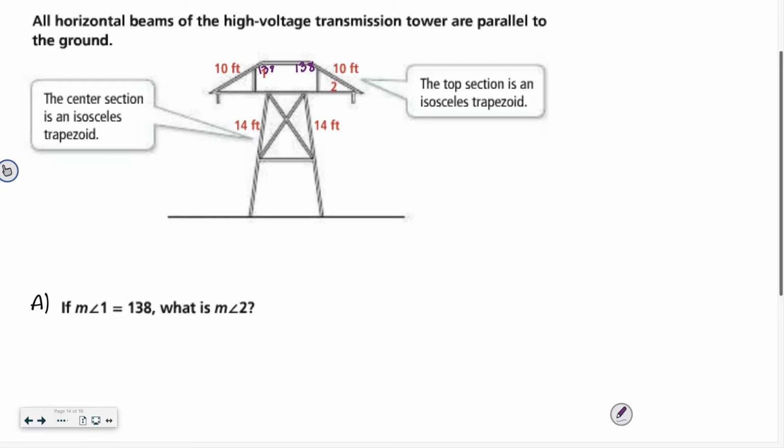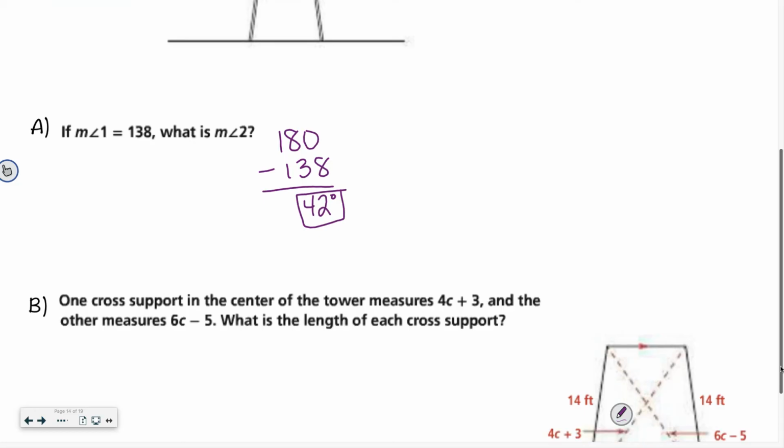So I can either say 138 plus 138 plus x plus x equals 360, or I can say 180 minus 138, because remember, the angles are supplementary, and I could say that angle 2 is 42 degrees. So you can either add them all up and set them equal to 360, or remember that trick.